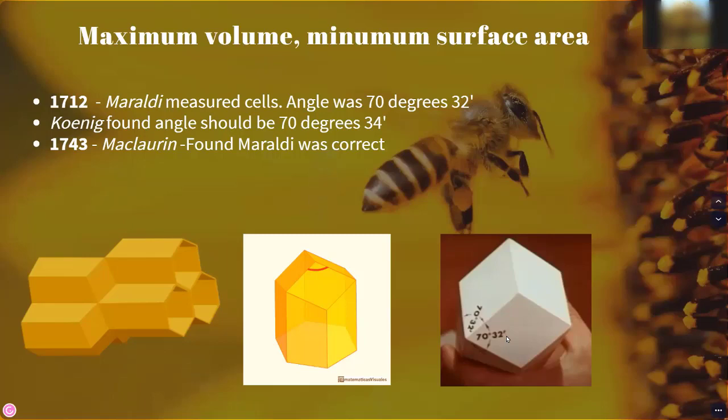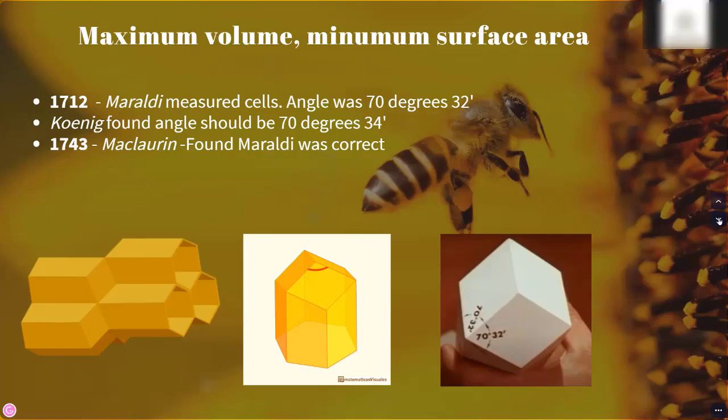in 1743, Maclaurin, another mathematician, found that Maraldi was correct. That angle should be 70 degrees, 32 minutes. That's the best option. You can't find a better solution, or you can't improve this. And we have a proof of that one also.